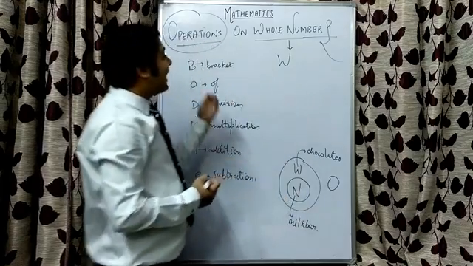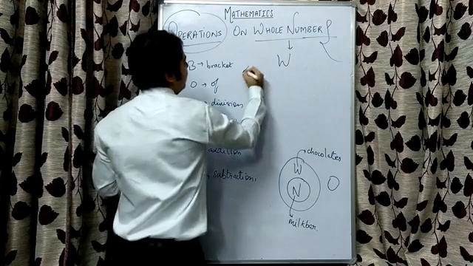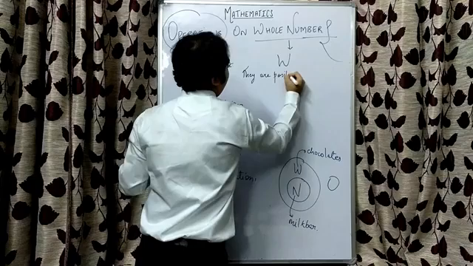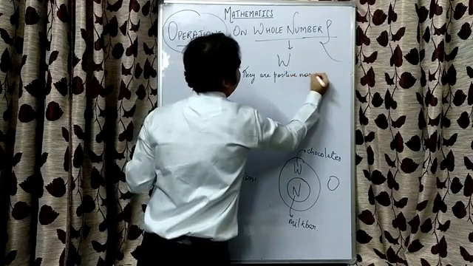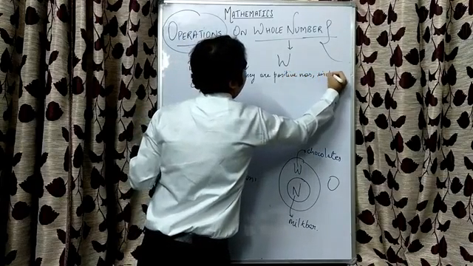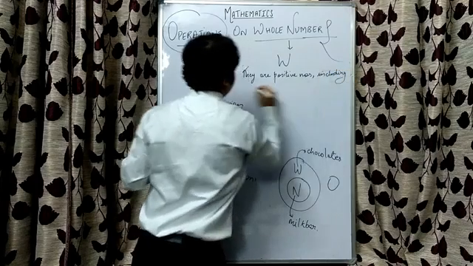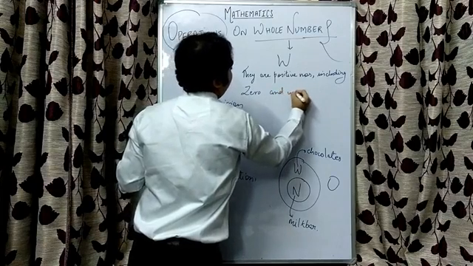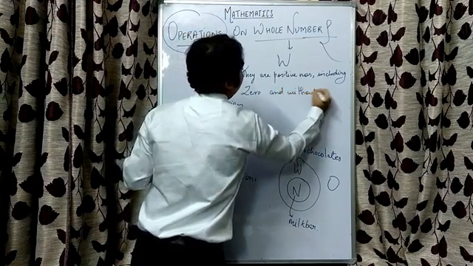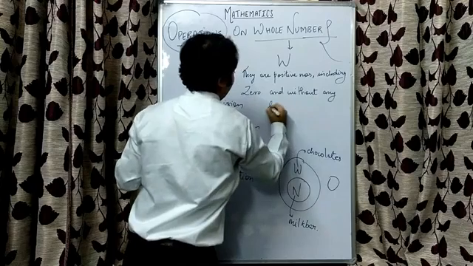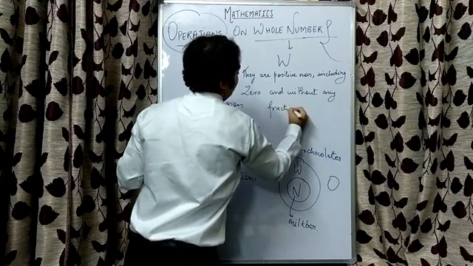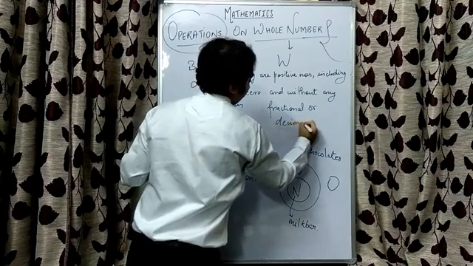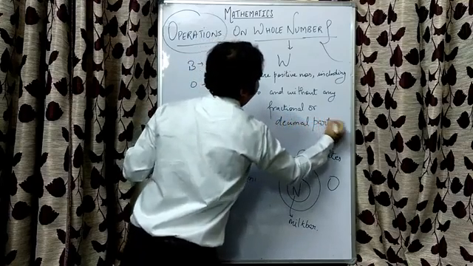So exactly what are whole numbers? They are positive numbers including 0 and without any fractional or decimal part.